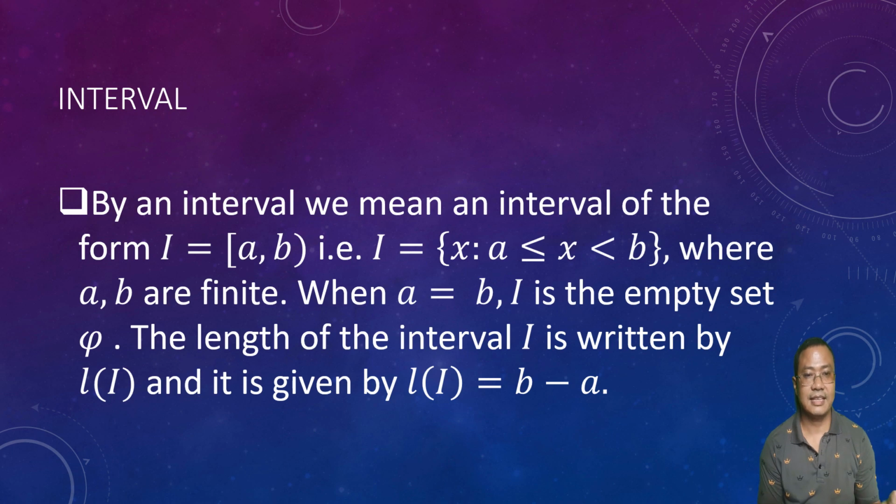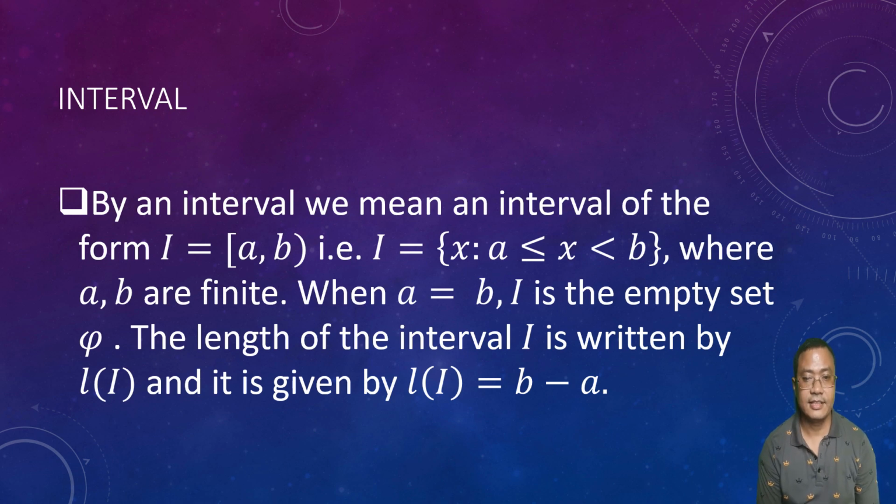So let us first define an interval. In measure theory, by an interval we mean an interval of this type, closed on the left side and open on the right side. I is equal to [a, b), and it can be written as: x such that x is greater than or equal to a and strictly less than b, where a and b are finite.